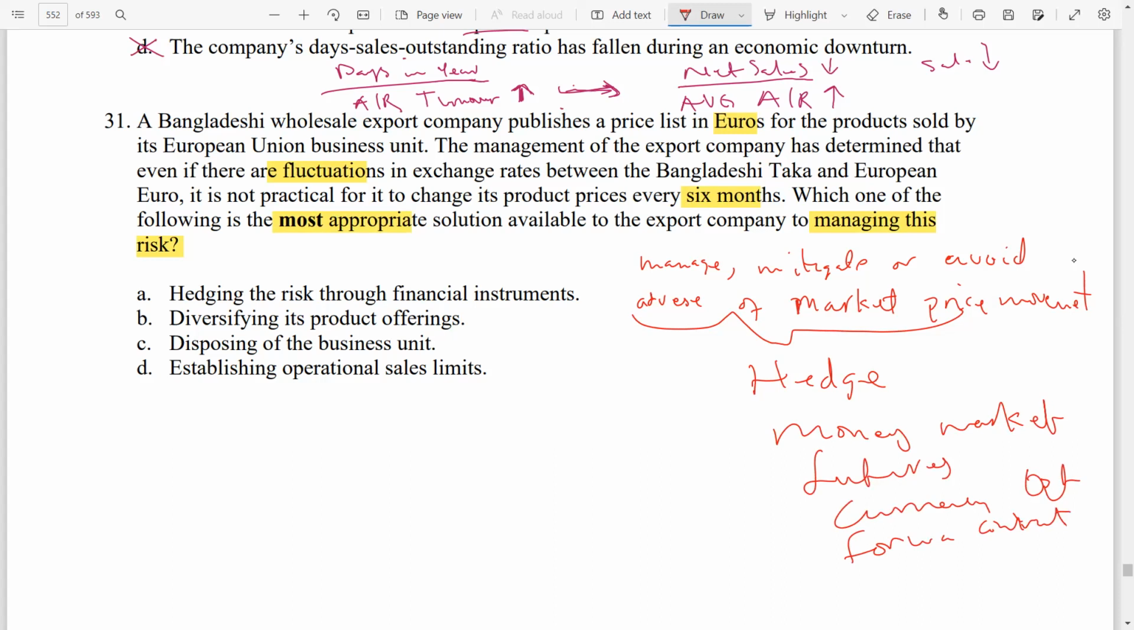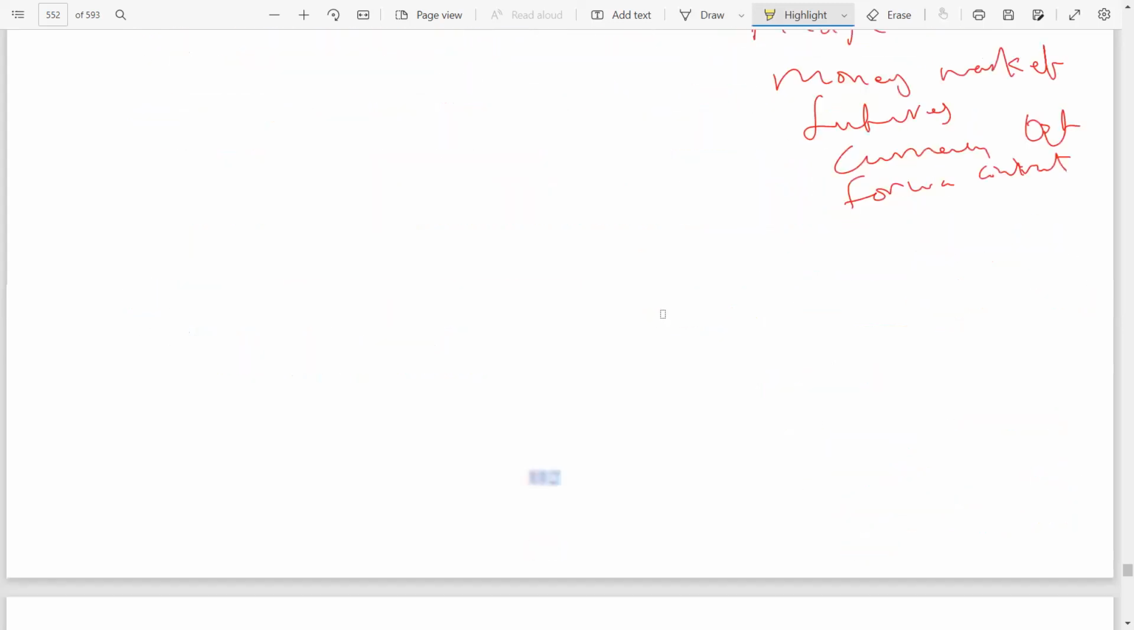So when I look at my options, hedging the risk through financial instruments, I know A is the correct answer because we're dealing with adverse price movement. So A is the correct answer for question number 31. Once you try answering some questions in your mind, it makes it easier for you to choose the correct answer.